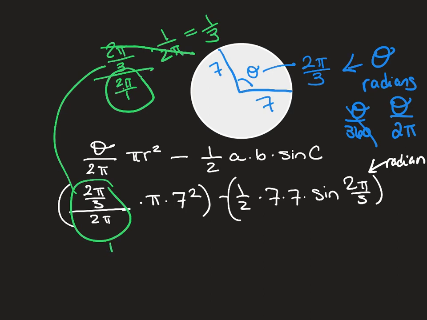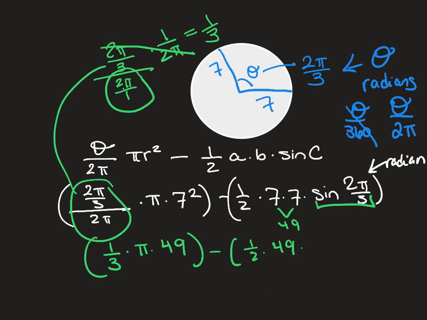So down here I really have 1/3 times pi times 7 squared, which is 49. Minus, right here again, 7 squared is 49. So 1/2 times 49 times, I'm hoping some of you remember that sine of 2 pi over 3 is root 3 over 2. But if you don't, it's okay. We can type it in our calculator. But again, your calculator needs to be in radians because this is a radian measure. Otherwise, you won't get the right answer.